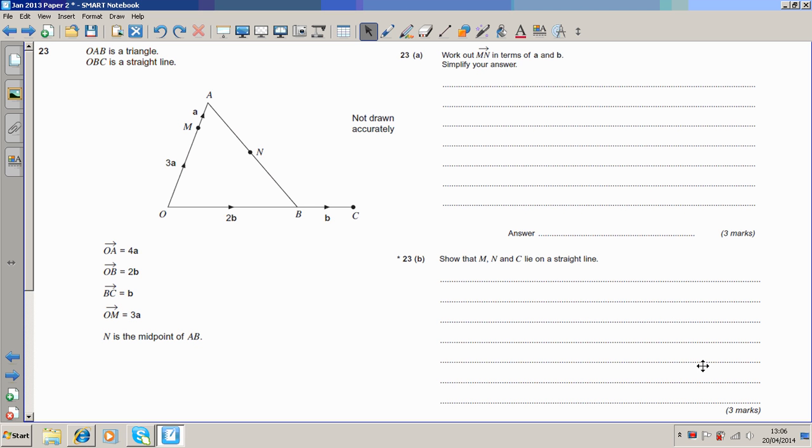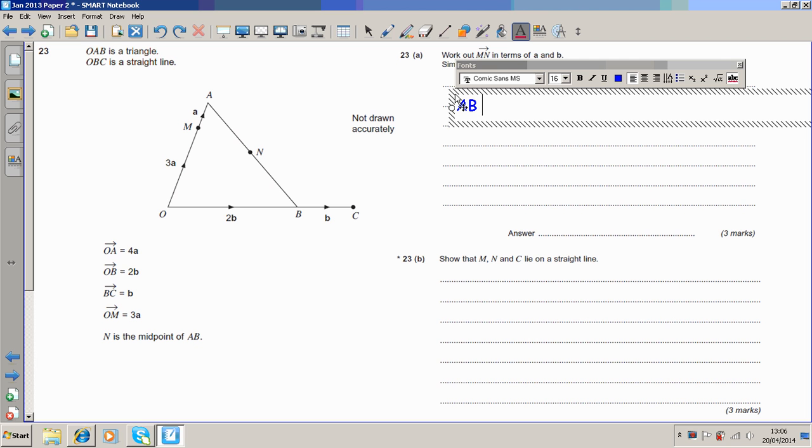Alright, next one then. Vectors. It's like Despicable Me, isn't it? So work out MN in terms of a and b. What have we got then? O to A is 4a, O to B is 2b, BC is given to us as b, and OM is given to us as 3a, that length there, and N is in the middle of them. Okay, so if N is the midpoint of AB, what we want to be working out is AB first, and then we can half it to get our answer.